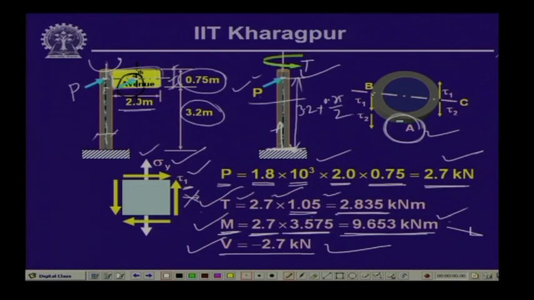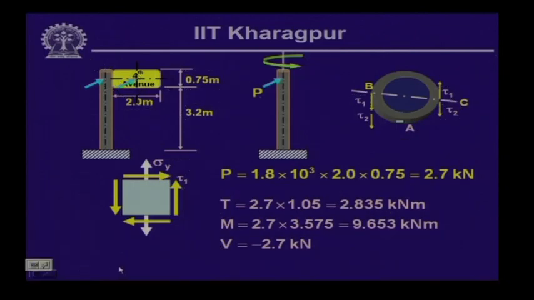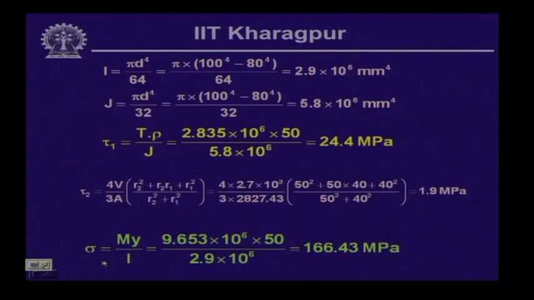But points B and C, which are lying on the neutral axis, will not have any normal stress, and we will have the shearing stress tau 1, which is because of the twisting moment T, and we will have the shearing stress tau 2, which is because of the shearing force V. So, if we compute the stresses now because of this twisting moment and the shear force, then we get these values.